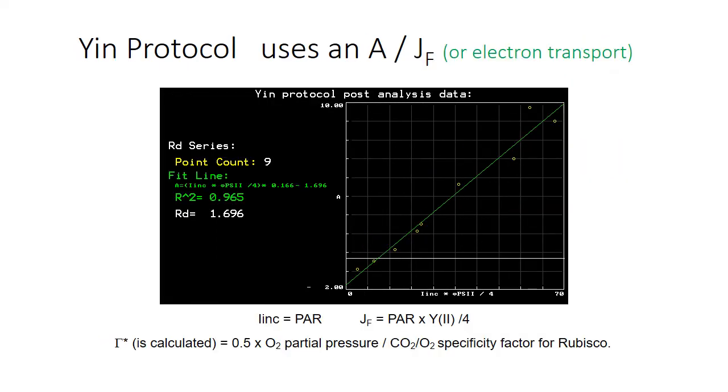This is the post-processing graph on the iFL for the Yin protocol, which instead of A versus PAR, like the Koch protocol, is A versus J, or electron transport rate. Gamma star is calculated.